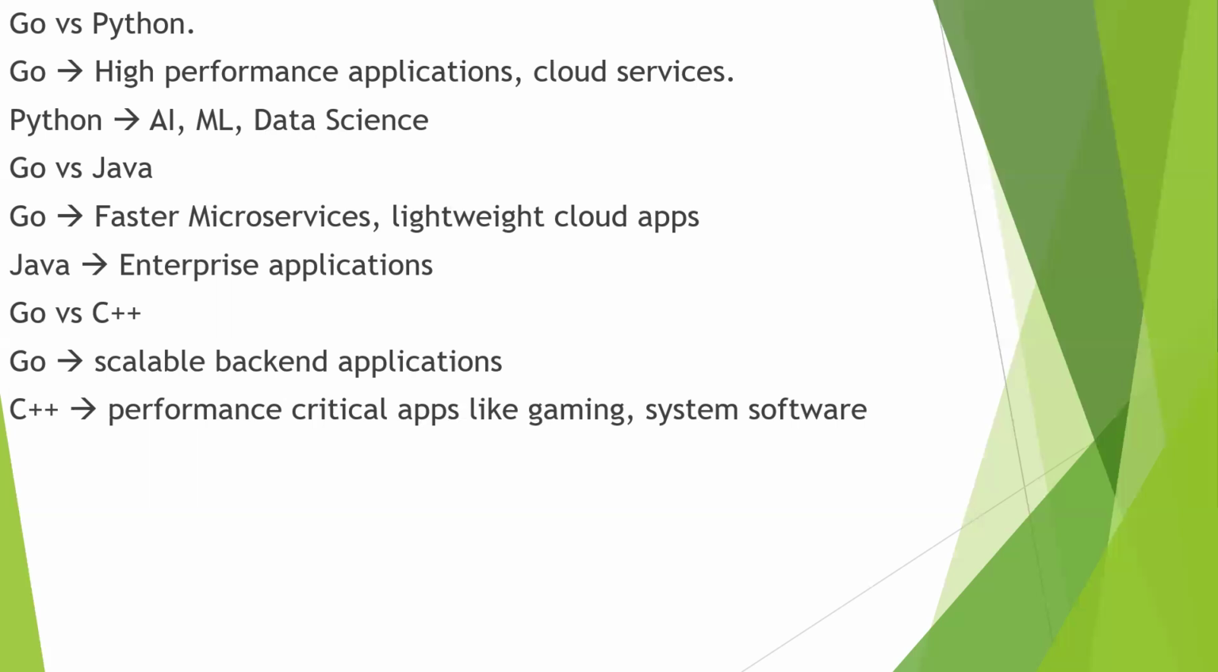And coming to performance wise, Go is faster than Python and Java, but compared to C++, it is a little slower, but still every programming language will have its own things. So that's where C++ is used more in gaming software and system software, and that's where Go is not recommended, but Go is mainly used for backend applications. Okay, and still Go is faster than Python and Java.